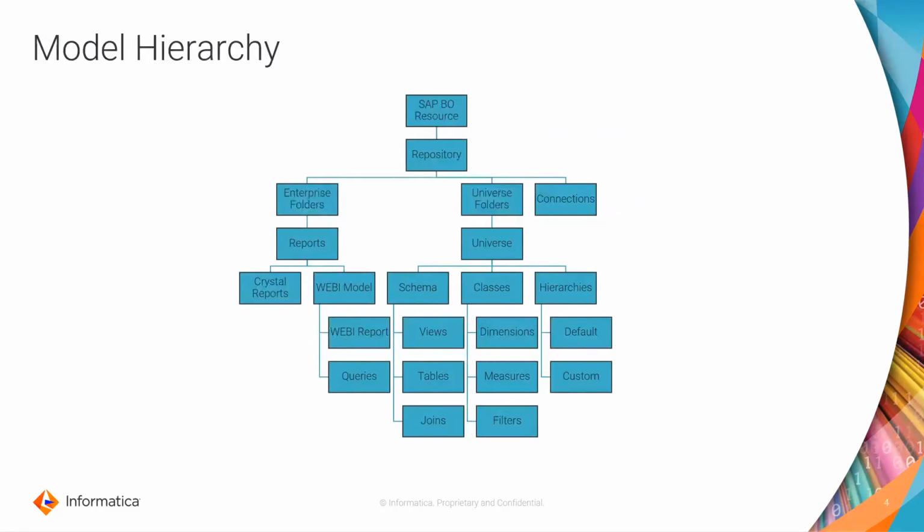This slide explains the model hierarchy of SAP Business Object. The parent hierarchy is repository. Under this, we have the list of child objects that we extract. This has three main child hierarchies: enterprise folder, universe folder, and connections. In the upcoming slides, we will go through in more detail the child hierarchies that SAP BO has.